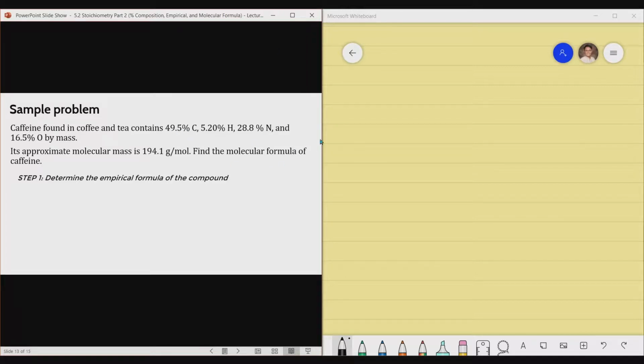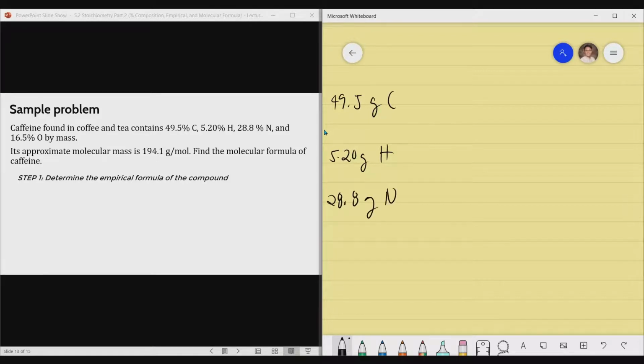Since percent composition is provided, I just need to convert percentage into grams directly. So I'll write 49.5 grams carbon, 5.20 grams of hydrogen, 28.8 grams of nitrogen, and 16.5 grams of oxygen. The idea behind this is that since it is percent composition, we assume the totality of the compound is 100 grams.